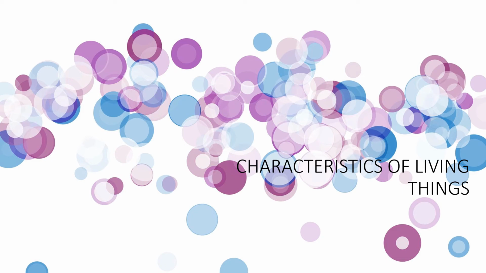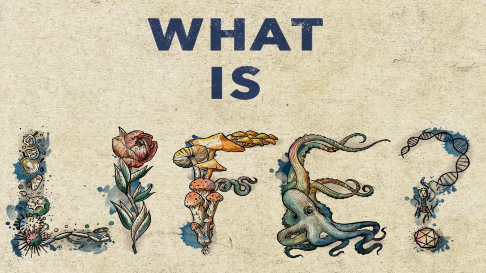Okay, so the next topic is the characteristics of living things. Now, one good question whenever we are studying biology is, what is life? Okay, so we all have an intuitive sense of what life is. If we see a rabbit on a rock, we know that the rabbit is alive and the rock is not. But it is difficult to state just what makes the rabbit alive.